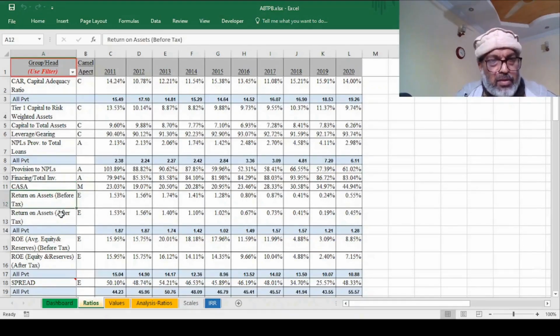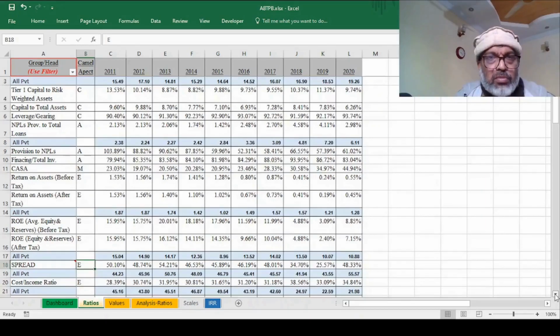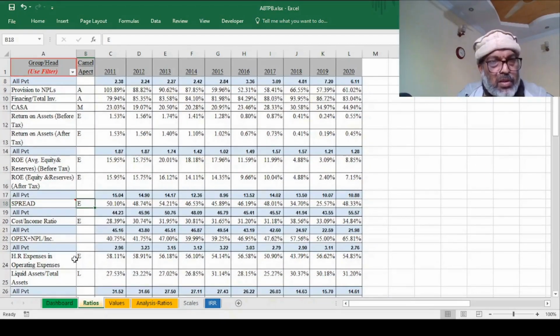Then there is return on assets and return on equity. Here it indicates the management efficiency. This indicates the earning capacity and efficiency of the business or the bank. And spread means, I have already told you in the previous section. Cost to income ratio, operating expenses are how much of the spread.